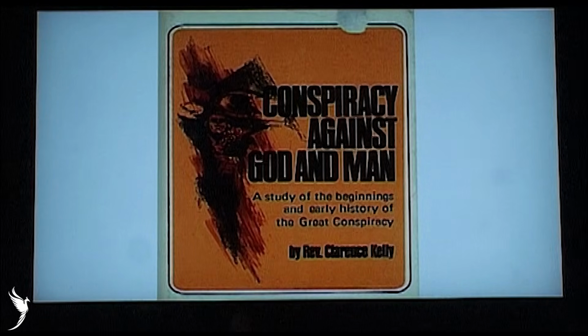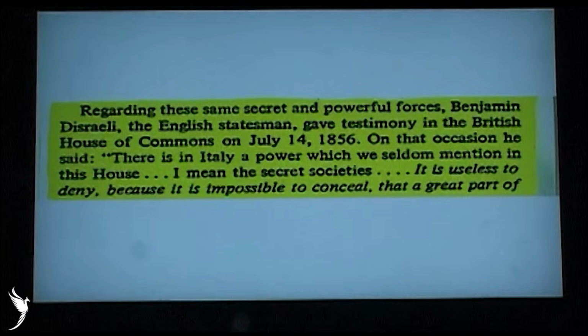Anyway, in A Conspiracy Against God and Man, Reverend Clarence Kelly. This particular book was a study of the beginnings and the early history of the great communist movement of the world. And in the book, he talks about regarding these same secret and powerful forces, Benjamin Disraeli, the English statesman, who gave testimony in the British House of Commons on July 14, 1856. On that occasion, he said, quote, "There is in Italy a power which we seldom mention in this house. I mean the secret societies.